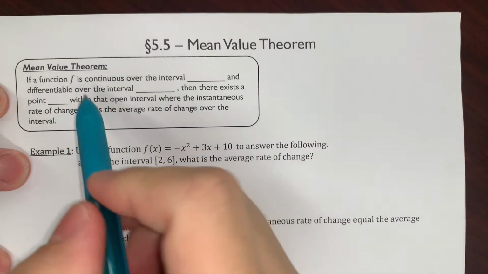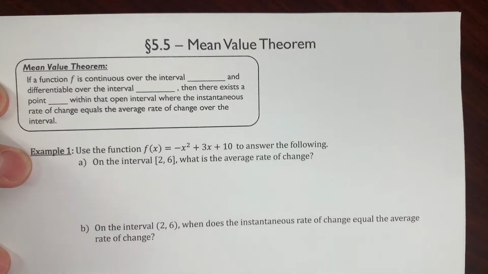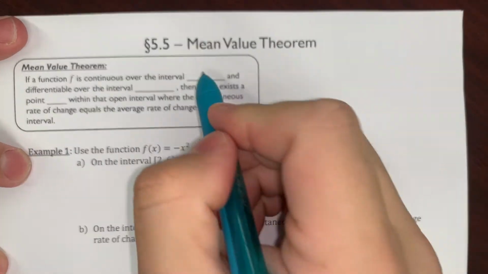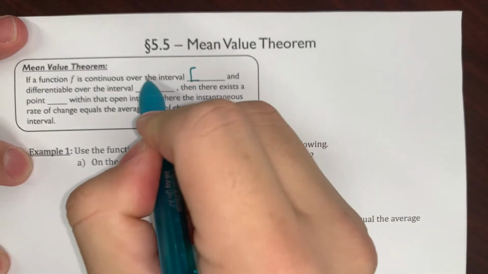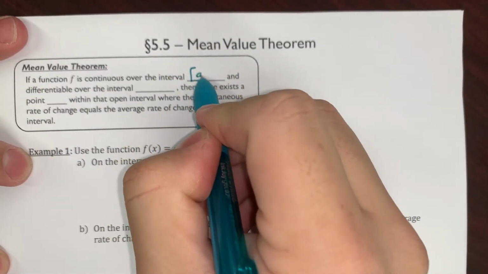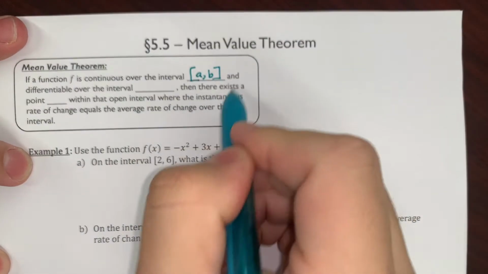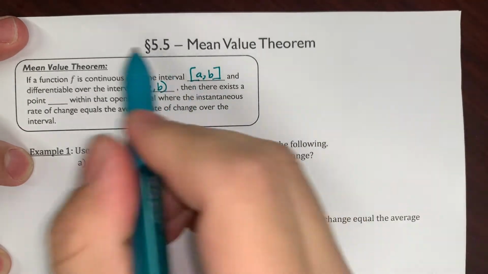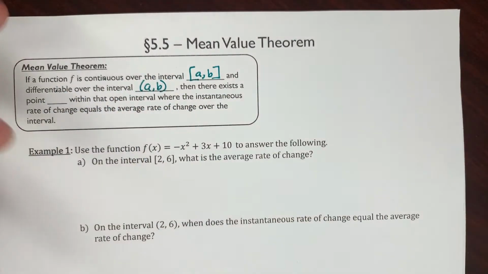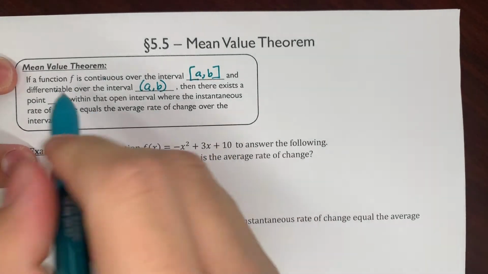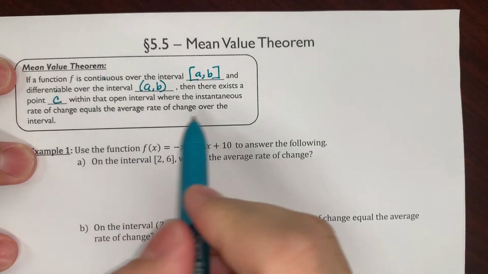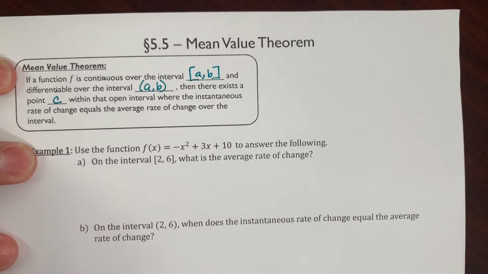As far as the mean value theorem is concerned, it's just a pretty simple definition. It says that if a function f is continuous over the closed interval from a to b, and differentiable over the open interval a to b, so it has to be both continuous and differentiable. Those are the two conditions for you to be able to use the mean value theorem. Then there exists a point c within that open interval where the instantaneous rate of change equals the average rate of change over the interval.